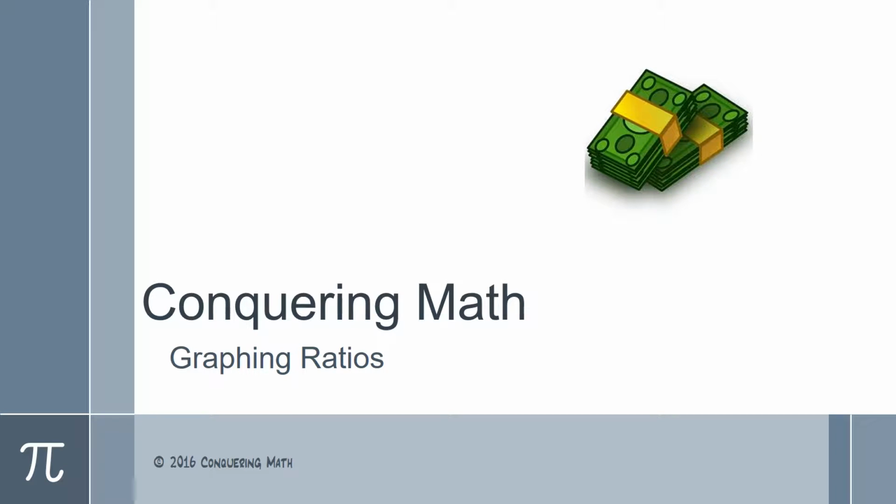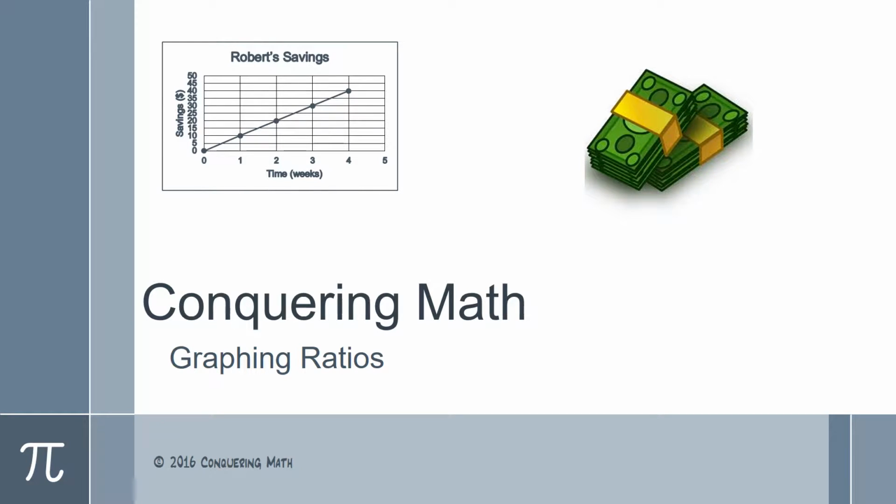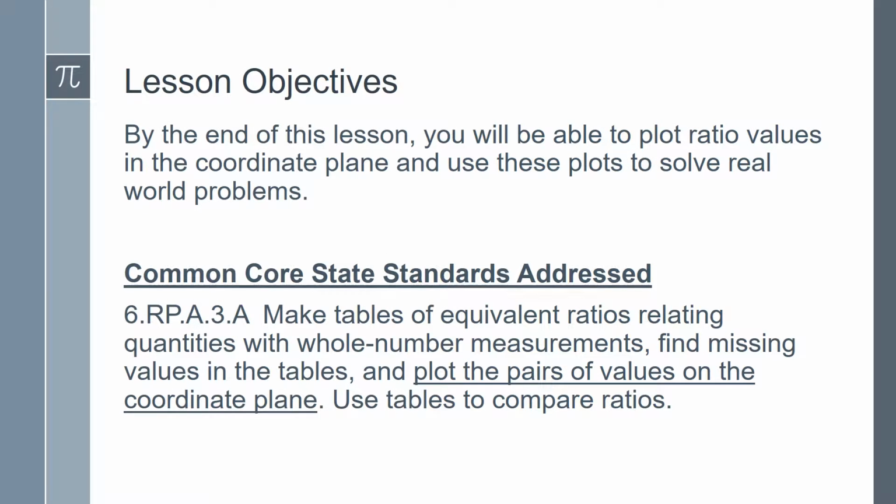Today we'll be learning how to graph ratios. Let's dive on in. By the end of today's lesson, you will be able to plot ratio values in the coordinate plane and use these plots to solve real-world problems. The Common Core State Standard today is 6.RP.A.3.A.